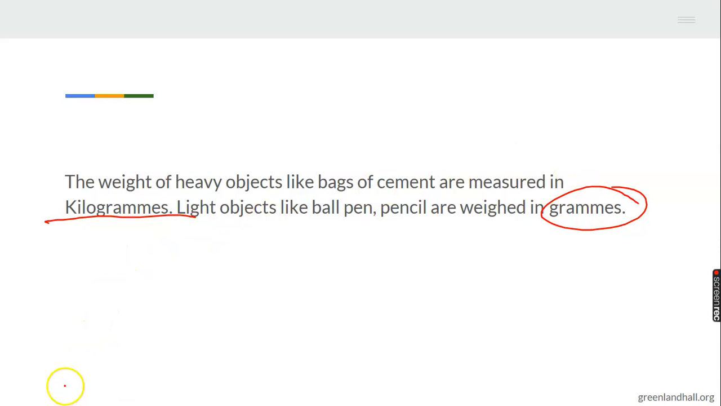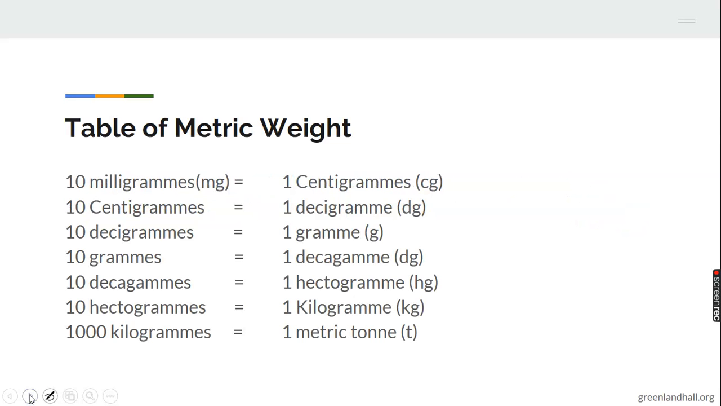But the heaviest objects like a bag of cement, a bag of rice, some of these things are measured in kilograms. Now we have a table of metric weight. This table should be in our head, people. We need to learn this. We need to put it down. We need to memorize it. Like I used to tell you guys, you need to eat it. It needs to be inside of you. You need to know it anytime.